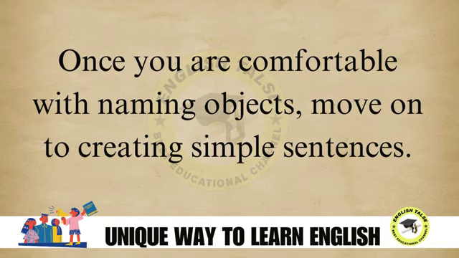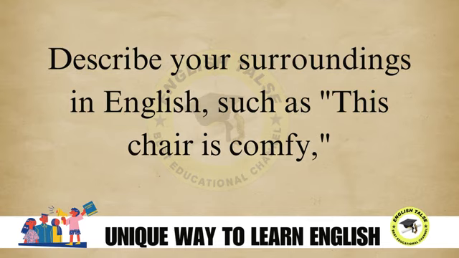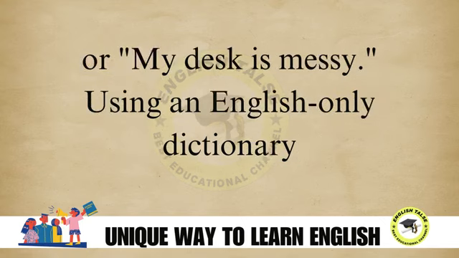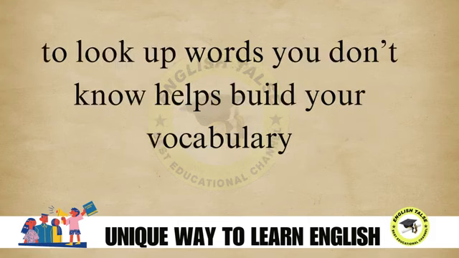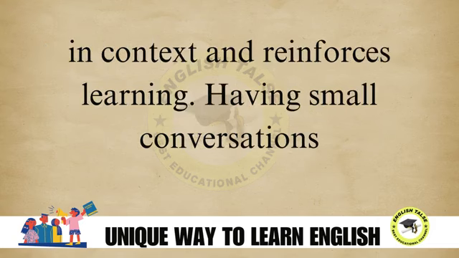Once you are comfortable with naming objects, move on to creating simple sentences. Describe your surroundings in English, such as "this chair is comfy," or "my desk is messy." Using an English-only dictionary to look up words you don't know helps build your vocabulary in context and reinforces learning.